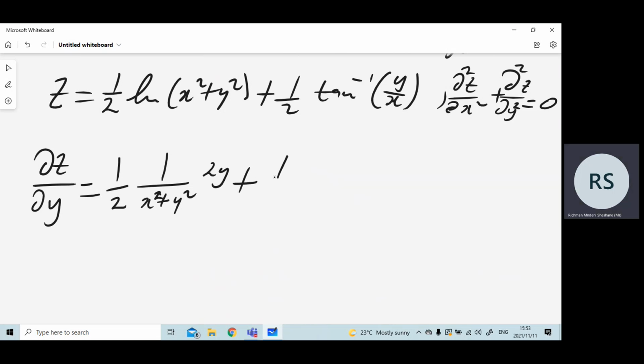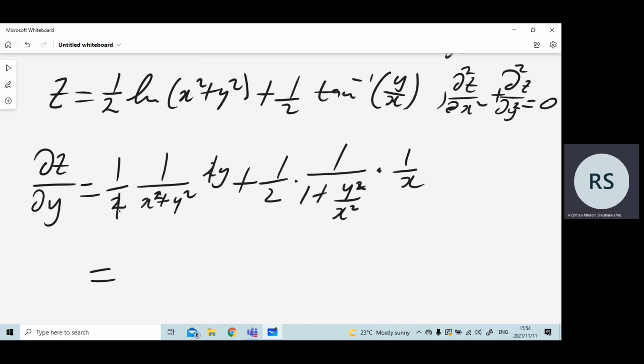plus 1 over 2 times the derivative of tan inverse of a function, which is going to be 1 over 1 plus this function squared, substituting the inner function instead of x in the formula for tan inverse of x, because we have an inner function here. Let's find the derivative of the inner function with respect to y. When we derive y, it's going to be 1. We leave x, so we're going to have 1 over x. So this is my first partial derivative.